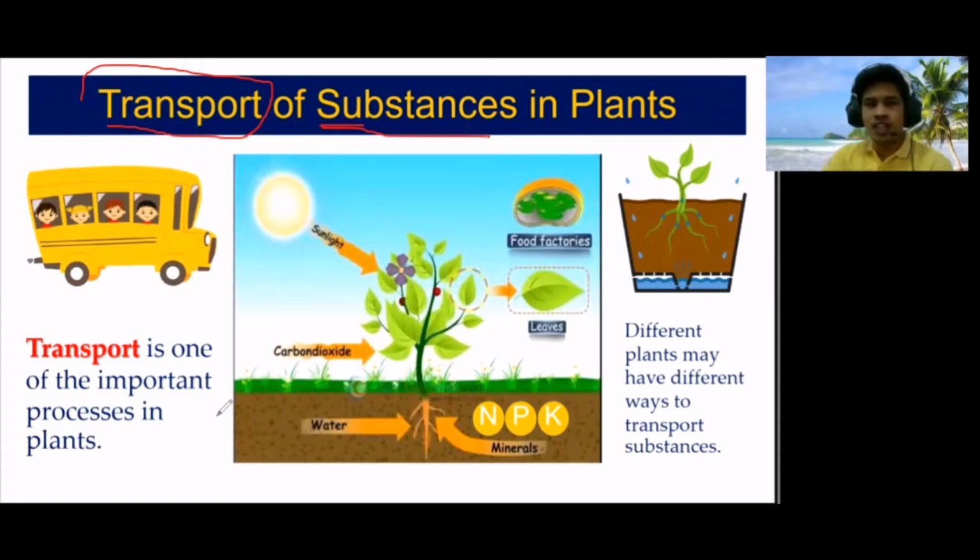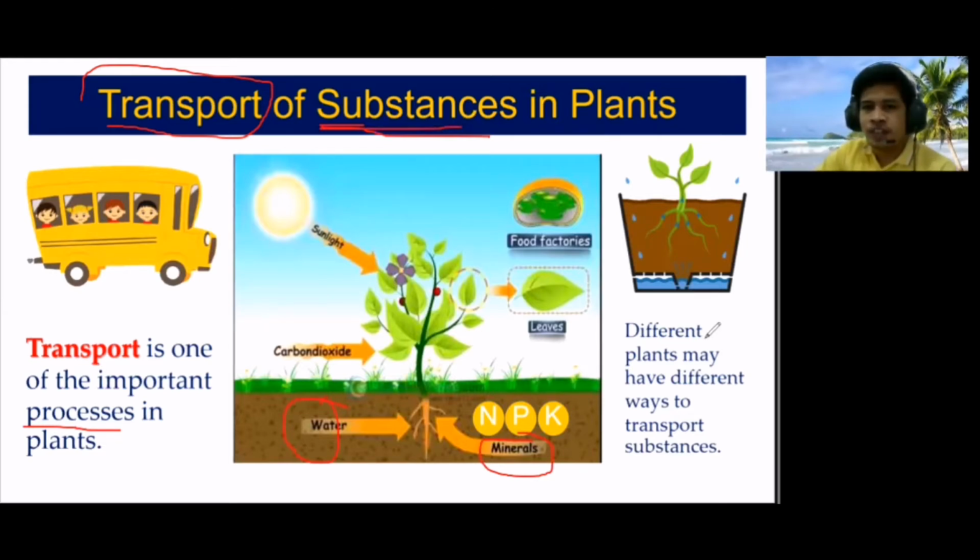But in our lesson for today, we are going to transport substances in plants. Now, transport is one of the important processes in plants. It's also a process in plants, just like photosynthesis. Next, as you can see here, substances like water and minerals are substances that are being transported in plants.